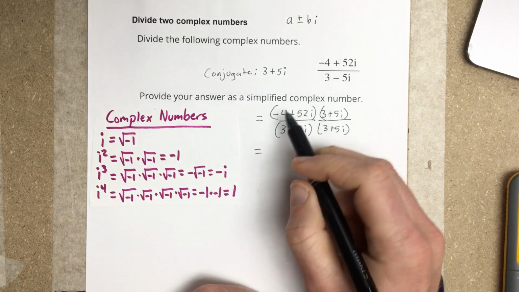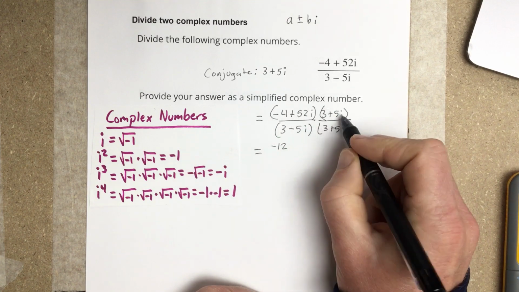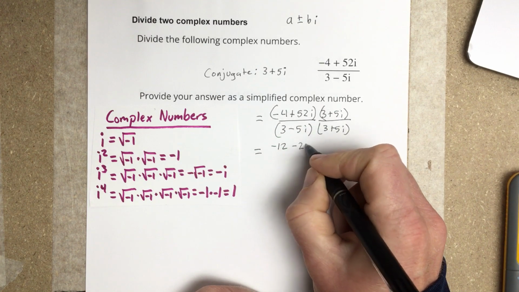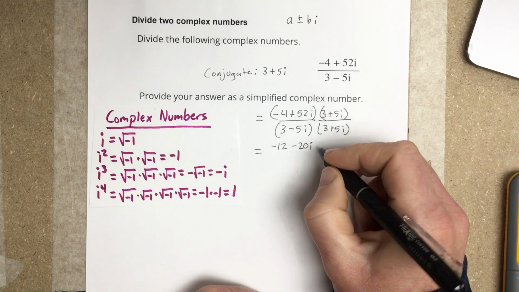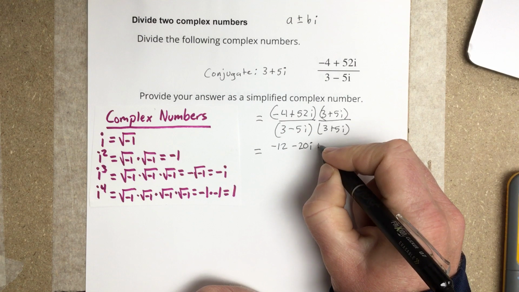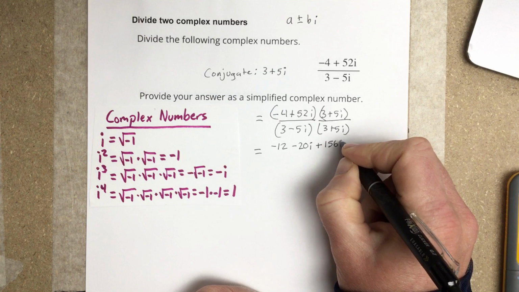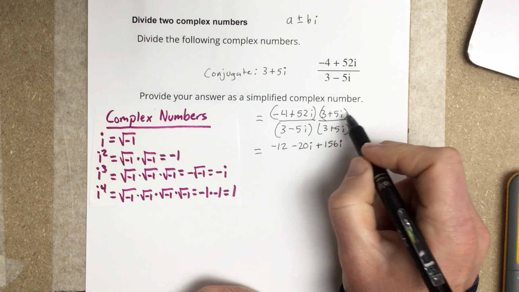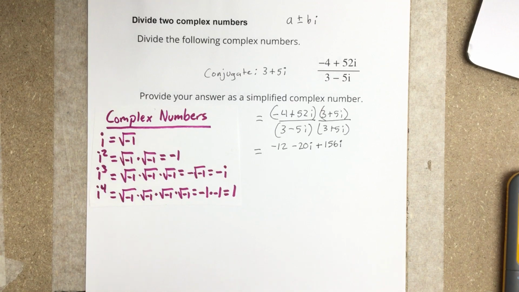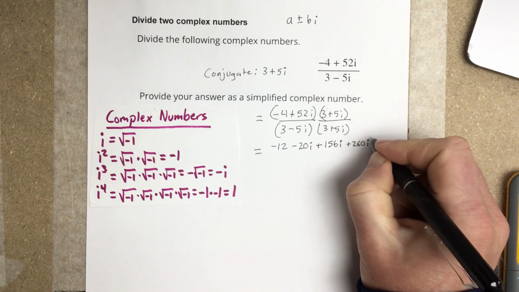We'll start on top. Negative 4 times 3 is negative 12. Negative 4 times 5i is negative 20i. 52i times 3 would be 156, so plus 156i. Then we have 52i times 5i, so 52 times 5 is 260. So I have plus 260i squared.